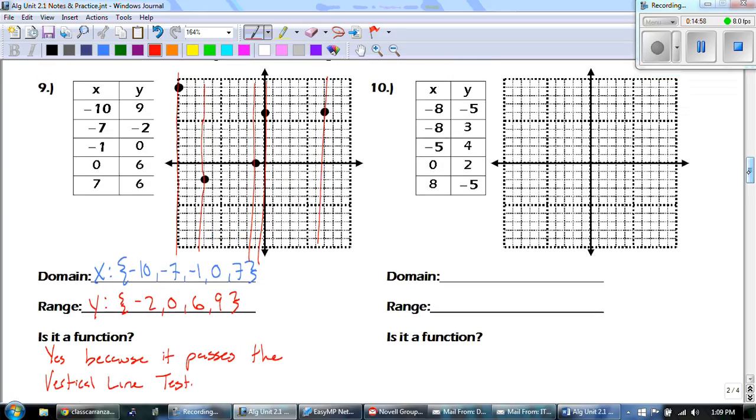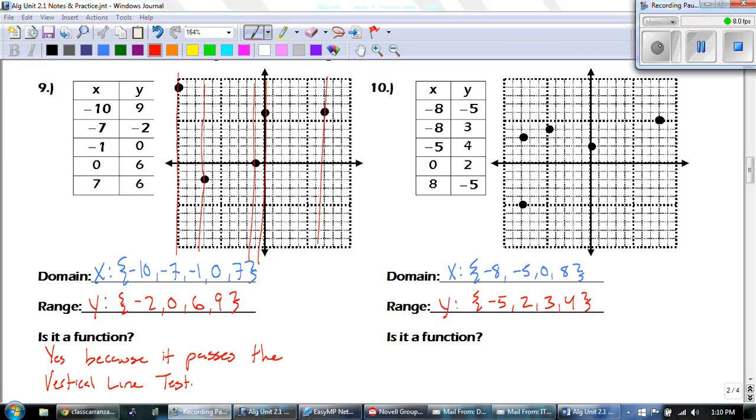Now let's look at 10. Why don't you guys pause the video to see if you can graph it and identify the domain and range on your own. Okay, good luck. Okay, so there are all of my points, and then you can see my domain and range. Remember, you do not have to write numbers twice.